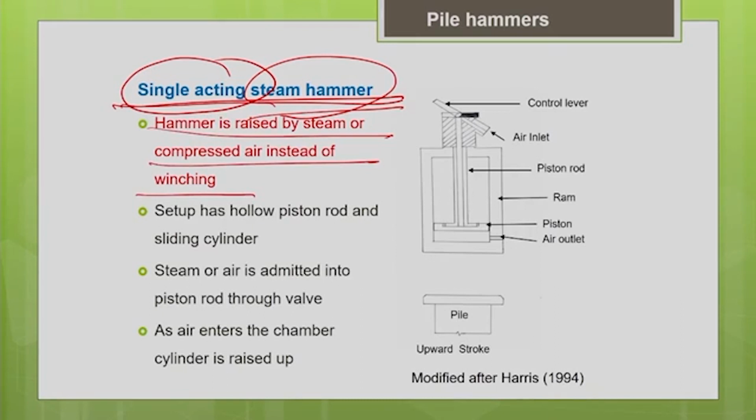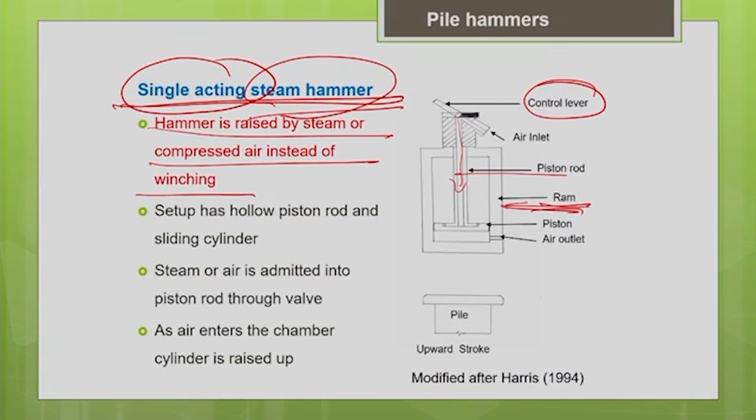In this setup you have a sliding cylinder which can move over the frame. This is the hollow piston rod and the piston. This is the control lever, which controls the air inlet and the air exhaust. For the upward stroke, you first allow the entry of air through the piston rod. As the air fills the chamber, due to the pressure the ram is raised up, the cylinder is raised up.